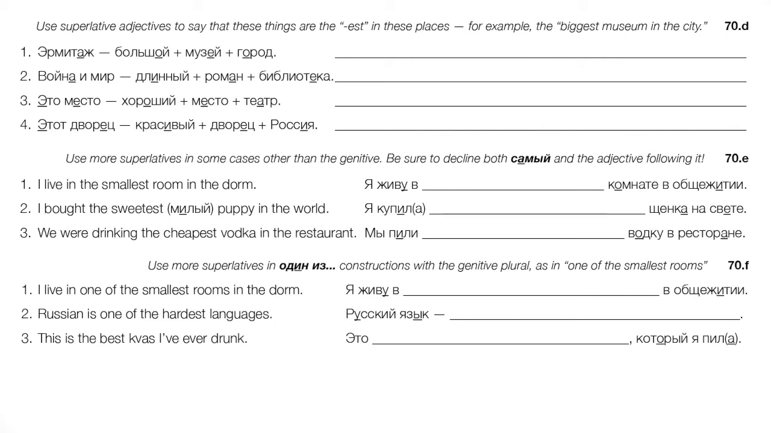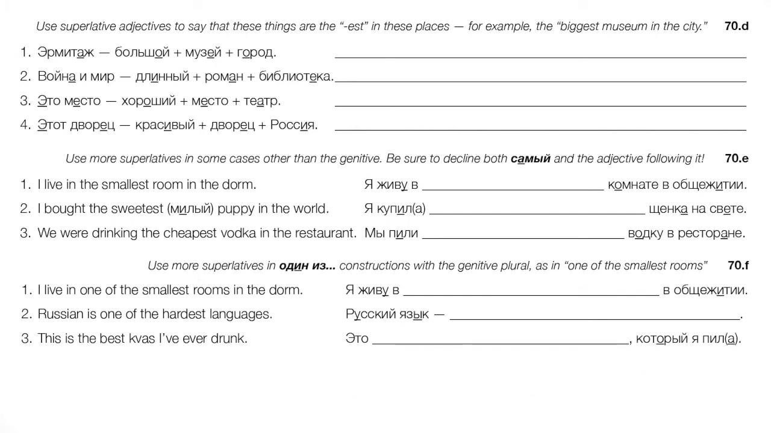This is the largest whatever in the city. The Hermitage is the largest museum in the city. Эрмитаж – самый большой музей в городе. War and Peace is the longest novel in the library. Война и мир – самый длинный роман в библиотеке.